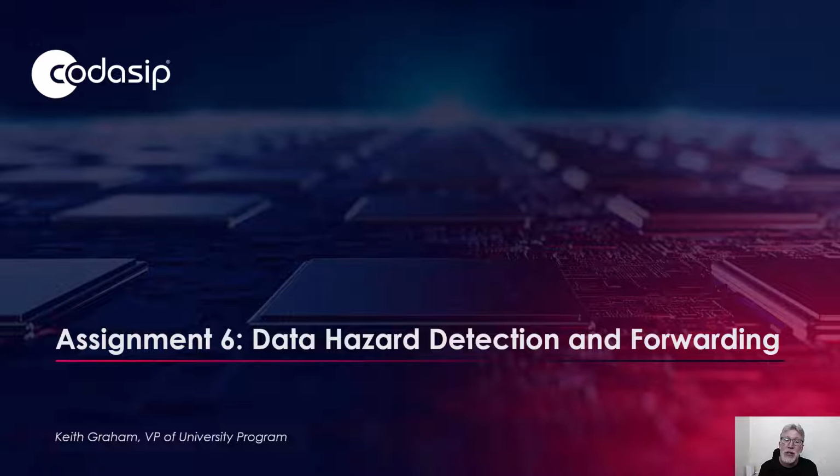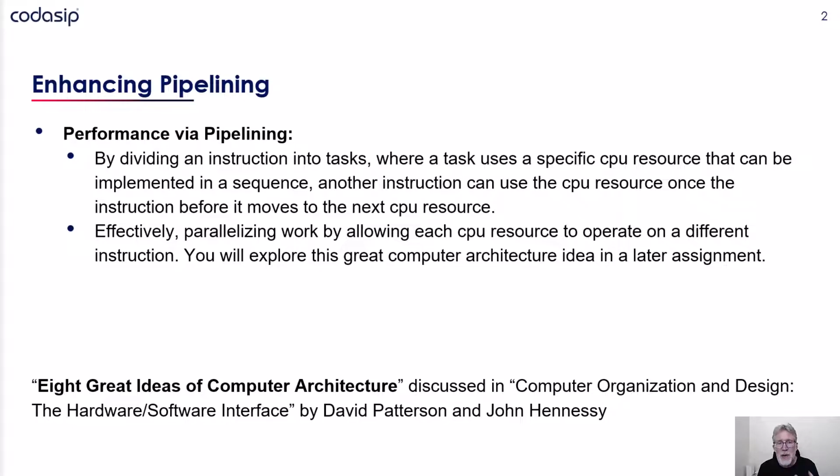I'd like to introduce you to Assignment 6, Data Hazard Detection and Data Forwarding. Before we talk about it, let's first review pipelining. Pipelining is one of the 8 great ideas of computer architecture discussed by David Patterson and John Hennessy in their textbook, Computer Organization and Design, the Hardware-Software Interface.